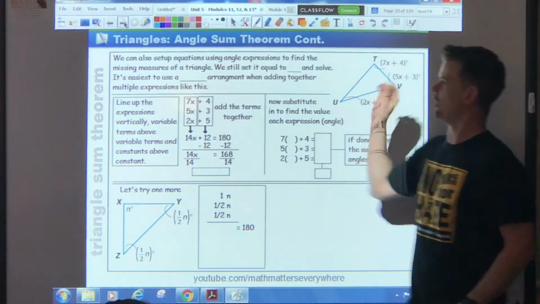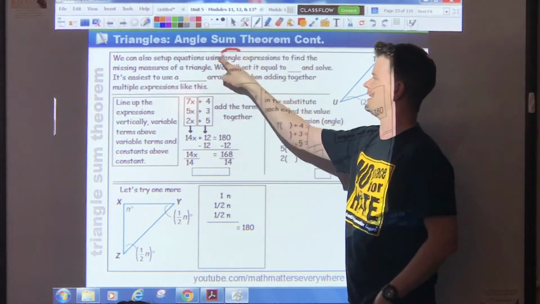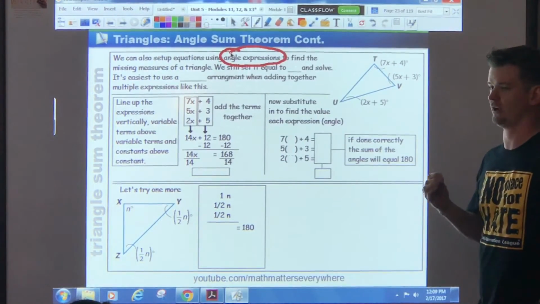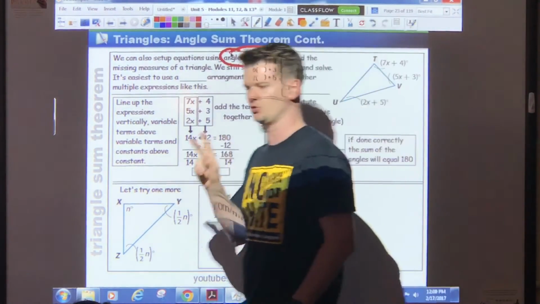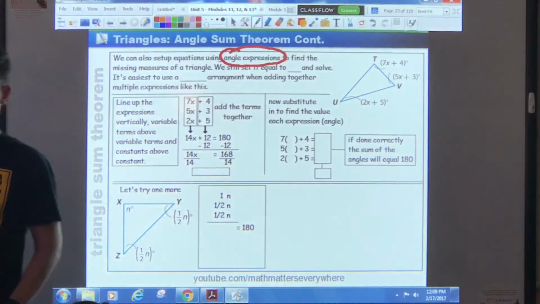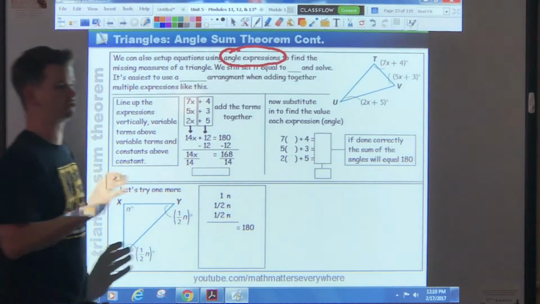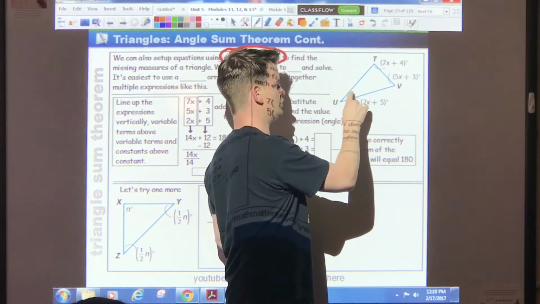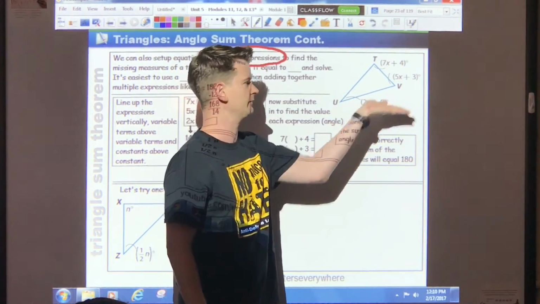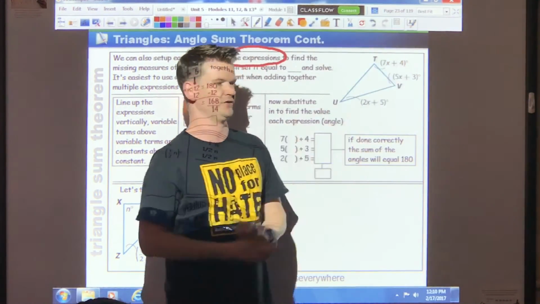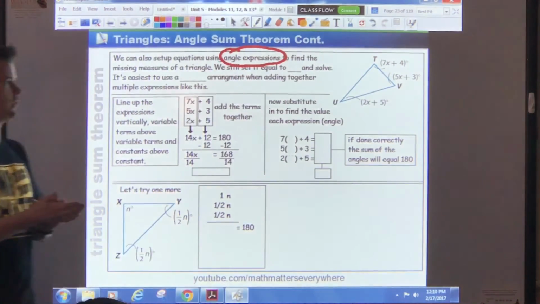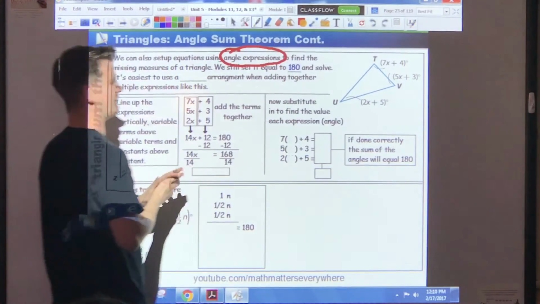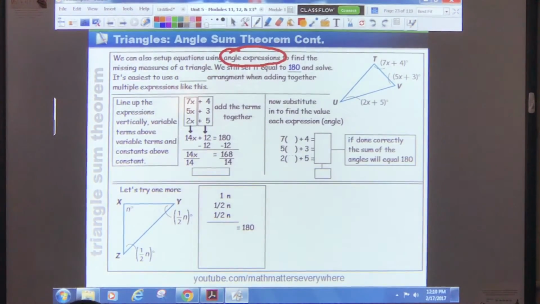Okay, so we can also set up equations using angle expressions to find the missing measures of a triangle. In the previous slide, we were given 2 degrees, finding just one missing variable. Here, you're given an expression for each of the angles. Angle U is 2x plus 5, this is 5x plus 3, and this is 7x plus 4. Same process, though. We're still going to set everything equal to 180 degrees and solve.